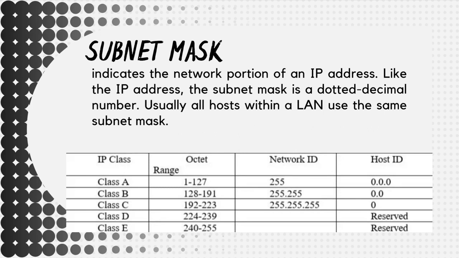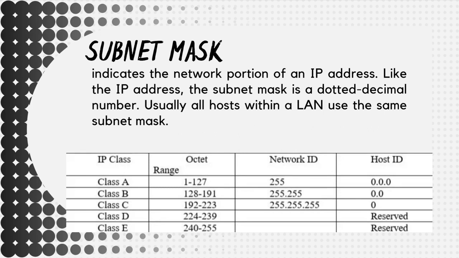So, it indicates that the first two octets of the IP address are the network portion. For class C, it ranges from 192 to 223 with a network ID of 255.255.255 and host ID of 0. And it indicates that the first three octets of the IP address are the network portion.